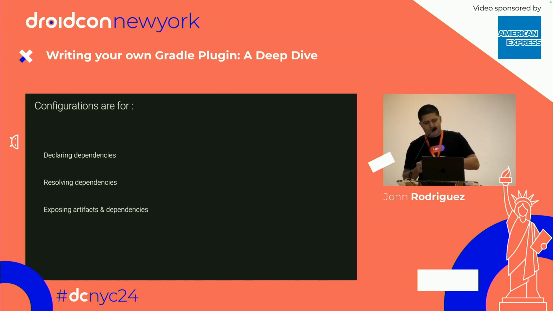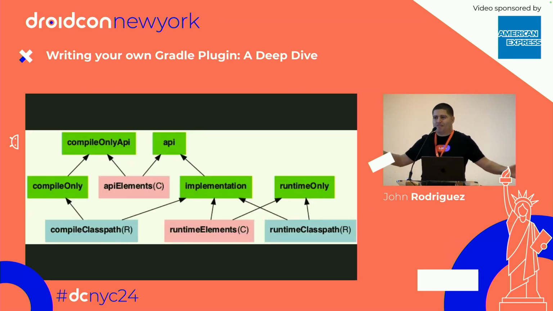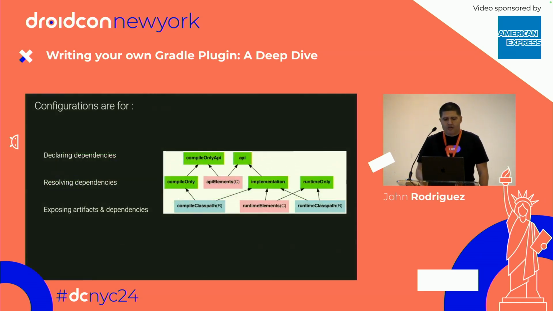And then they're also used for exposing artifacts and dependencies. So the canonical example is, raise your hand if you've seen this graph. Wow, yeah, everyone's seen it, cool. I'm not going to go into it because that would be boring, and this also is only for the Java plugin, and we're all Android developers, so this is only a small subset of what it actually looks like on Android.